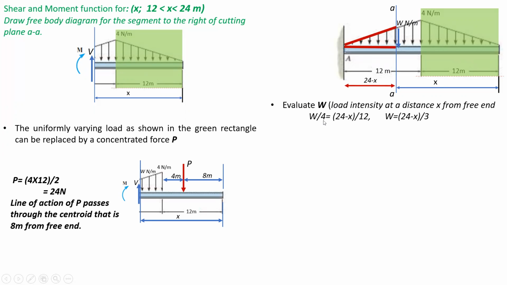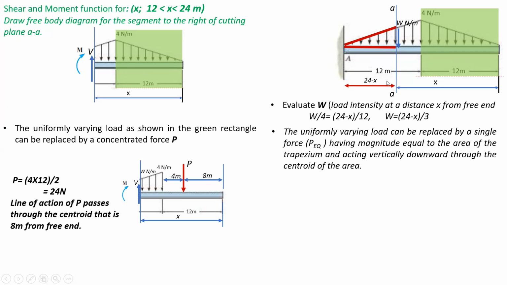So applying the similarity condition, we get W by 4, the load intensity at the peak, will be equal to x into (24 minus x) divided by 12. So upon solving, the load intensity at arbitrary distance x comes equal to the relation as shown. So now we have found the load intensity W.